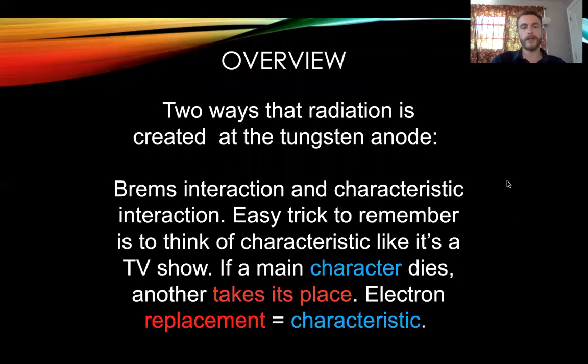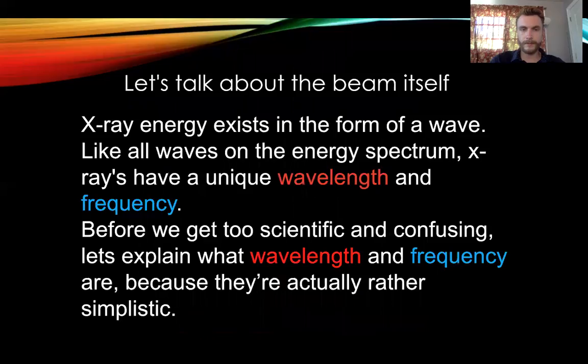So, just to recap real quick, two ways that radiation is created at the tungsten anode. So this is within the X-ray tube itself. You have Bremsstrahlung interaction and characteristic interaction. So in order to not get them mixed up, you can remember this little trick for characteristic, which is thinking about it as a TV show. So if a main character dies, another one has to take its place. So electron replacement, characteristic, and Bremsstrahlung is the other one.